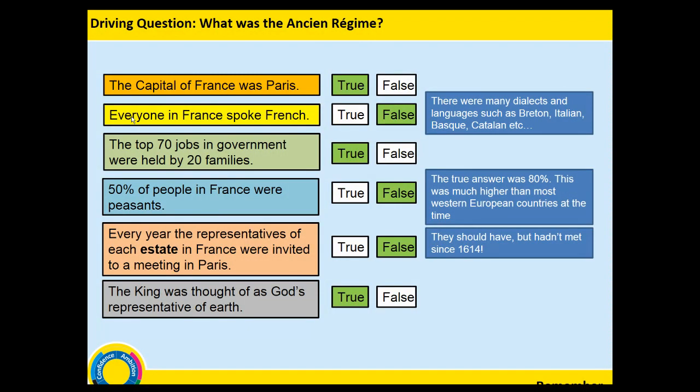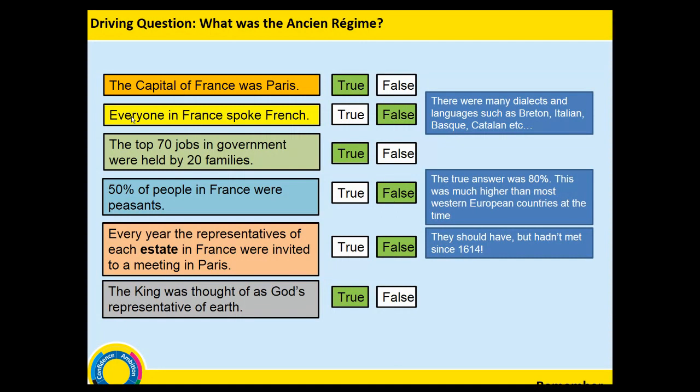In fact, 80% of French people were peasants. This meant they worked on farms, but did not own the land they worked on. This is a much higher percentage than other European countries, such as Britain, where people were more likely to live in towns and cities.